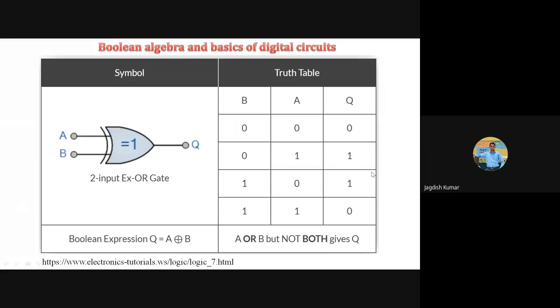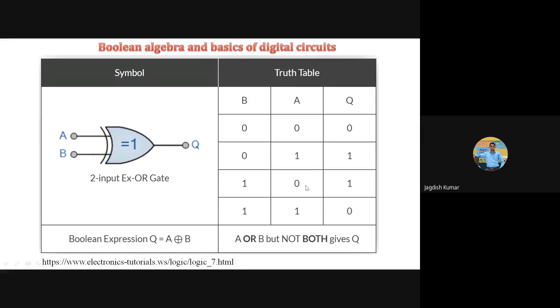In that case, output will be 1. Or if A is 0, B is 1, output again will be 1. And when both are 1, output again is 0. So what is important here is that either both A and B are 0, or when both A and B are 1, output is 0. And when either of the one is 1 and other is 0, the output is 1.